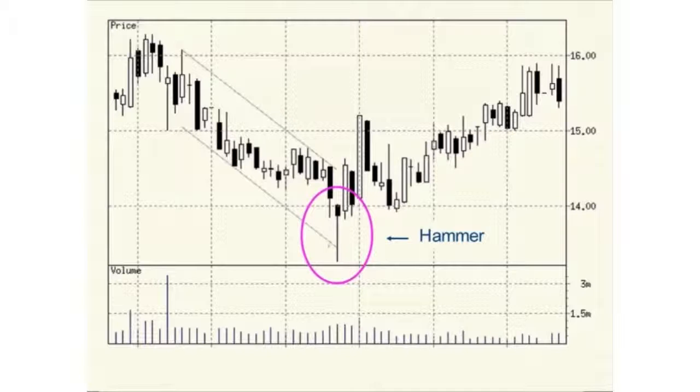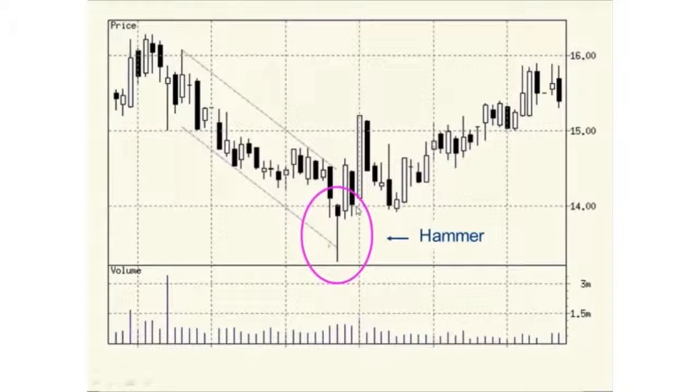This is something called a hammer. And why is it called a hammer? Well, that candlestick you see there kind of looks like a hammer. It has a hammerhead on top, and it has a long handle coming down. And this is what is known as a bullish reversal pattern. It indicates the previous bearish trend that you've seen going on for many days is likely to reverse. And that is in fact exactly what happens in this particular case.